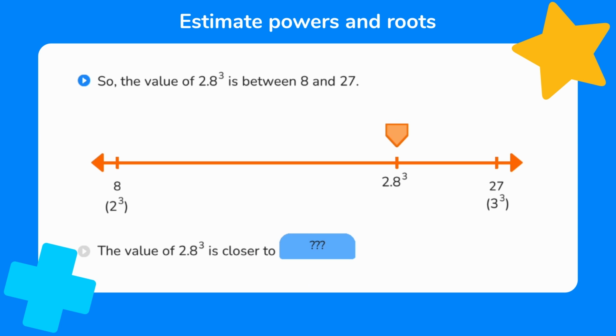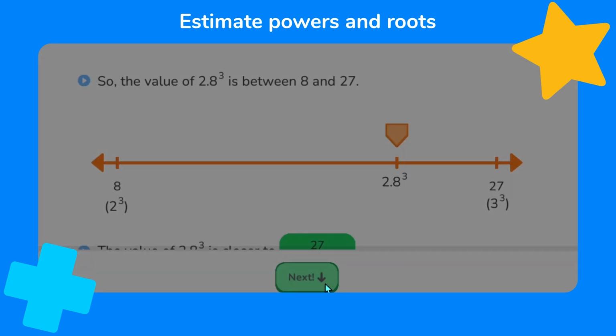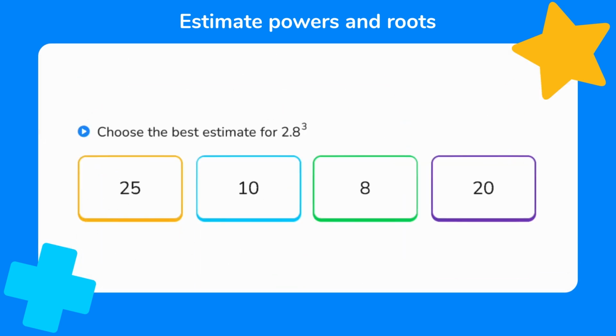So the value of 2.8 cubed is between 8 and 27, or 2 and 3 cubed. The value of 2.8 cubed is closer to 27, or is it closer to 8? Here we've got the options. Well, our number line tells us that it's closer to 27, so let's choose that one. Fab, we're really unpacking this and showing our understanding.